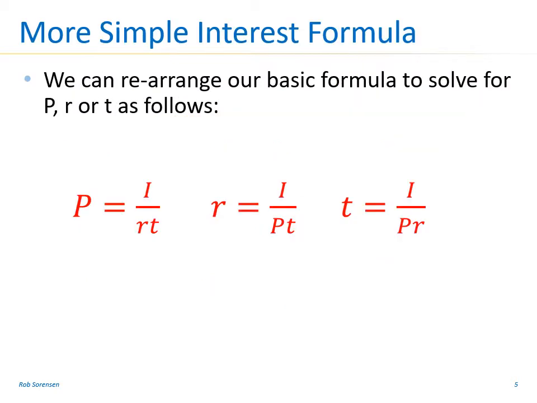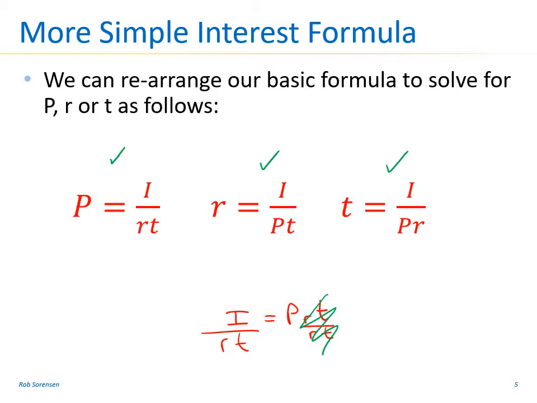We can also flip the formula around a little bit. So we started with I equals PRT. Well, what if I just divide both sides by RT? You can see that disappears over here, doesn't it? And we've got P equals I over RT. That's the first one that I put here. Similarly, R equals I over PT, and T equals I over PR.